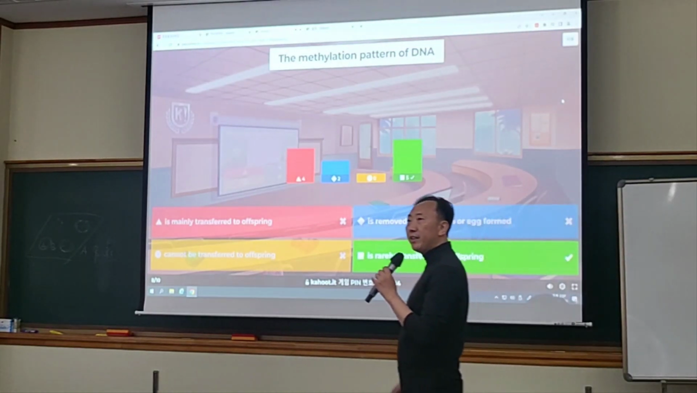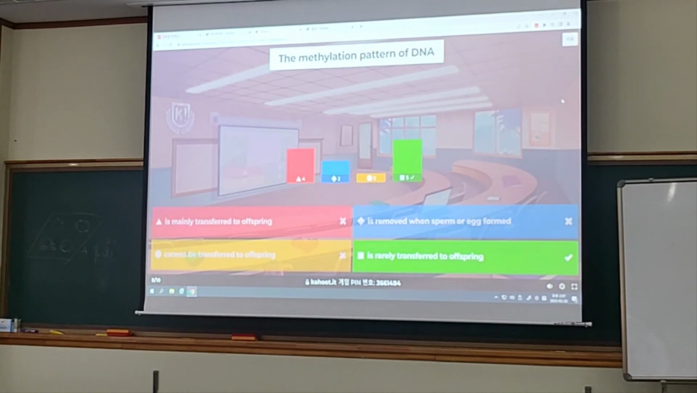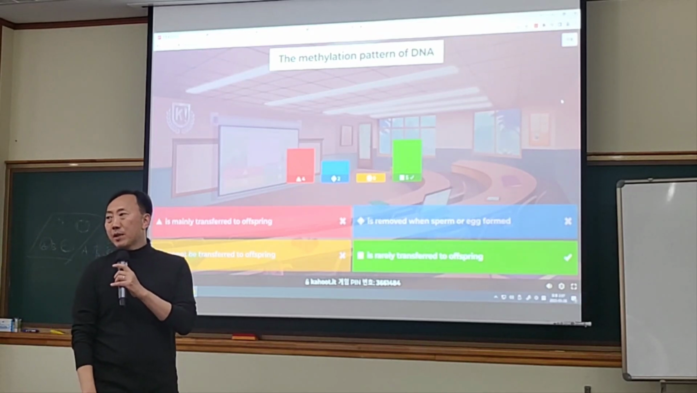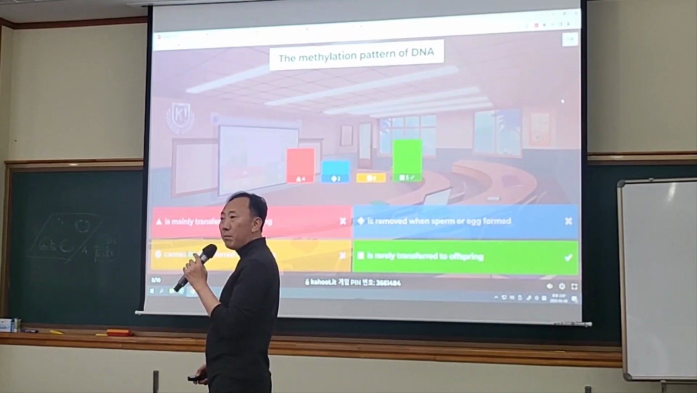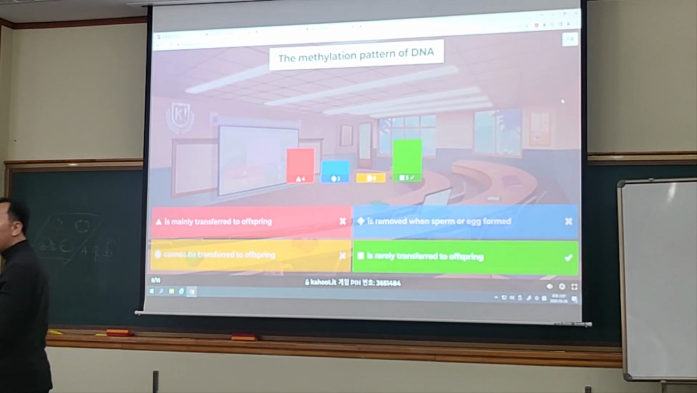Methylation patterns in DNA will accumulate all the time, and when we make sperm or egg cells, they still remain in the sperm or eggs. But when they are fertilized, the majority of methylation is erased. More than 99% is almost erased, but some of it survives. And that methylation can be transferred to the offspring. The majority is removed. A very small population of the methylation pattern survives and is then transferred.